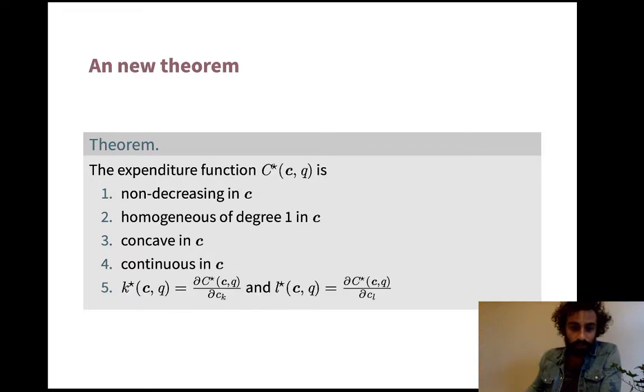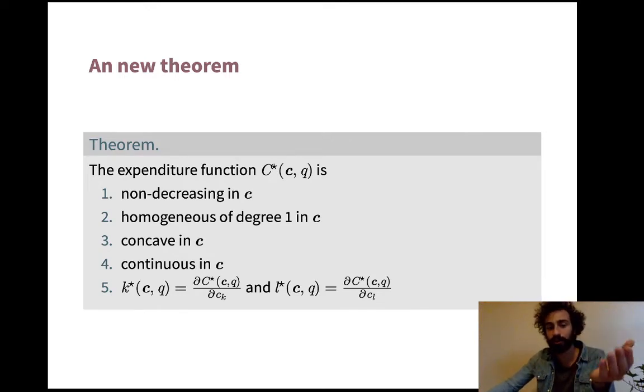The exact same theorem, just replacing E's with C's and P's with C's and U's with Q's, and otherwise keeping everything the same. The cost function is non-decreasing in C. If the costs of the inputs go up, the optimal total cost I expend making Q units or more of output cannot decrease. It must weakly increase. It can stay the same, but it can't go down.